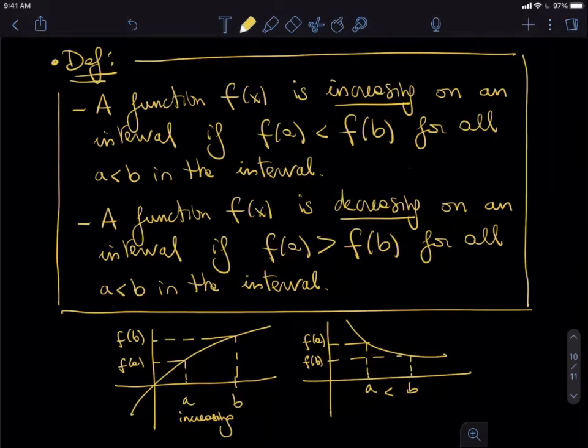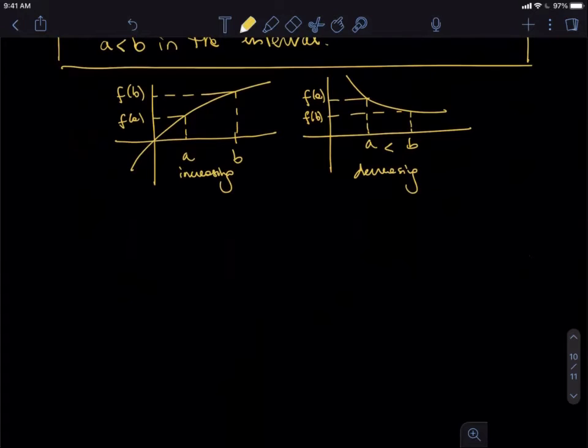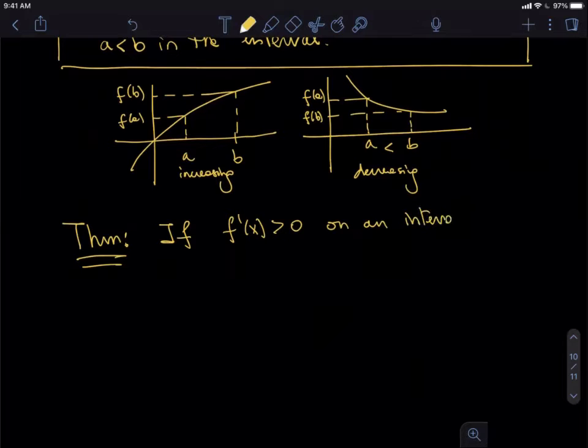But this doesn't look very easy. So there must be some easy way to tell if a function is increasing or decreasing. Actually, we can use derivatives for that. So if we have f prime of x that is positive on an interval, then f is increasing on that interval.